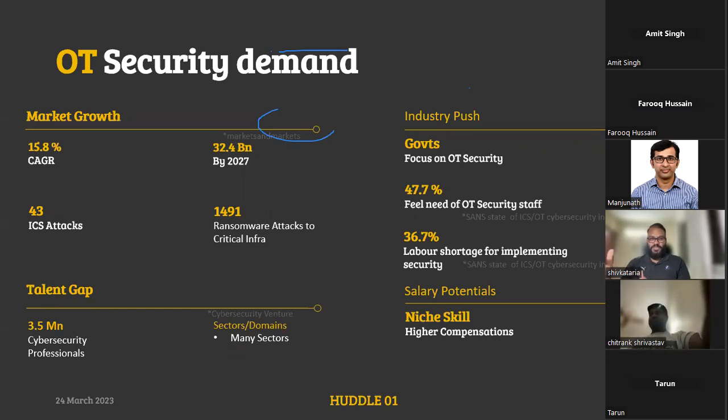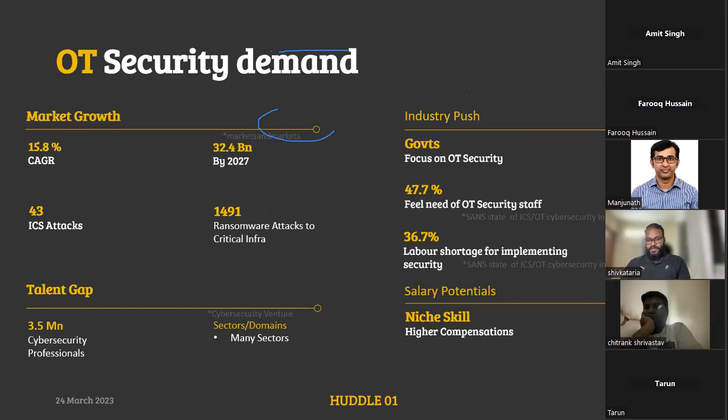And since this skill is a niche skill, there is going to be a requirement for people to be hired for OT security skills. And these skills can go to multiple areas of the OT security lifecycle, starting from product design to product deployment, product testing, site deployment, site testing, continuous security, and also incident response. Also, the attacks are growing, and close to 1,500 ransomware attacks have happened against critical infrastructures. So there is huge demand coming from both the industry side as well as the market side, and that is the driving factor for the OT security market.